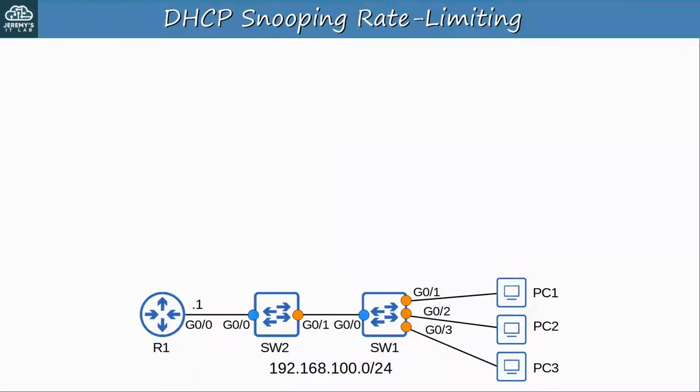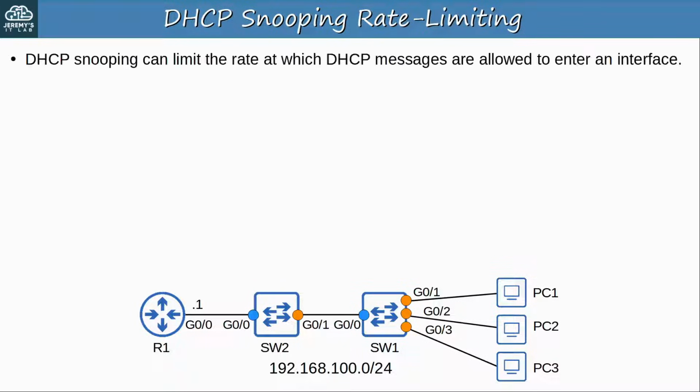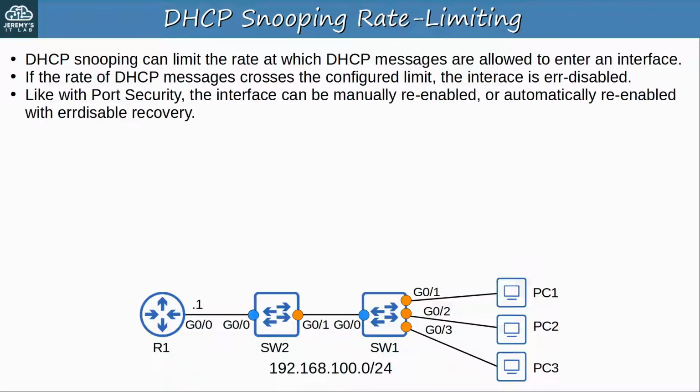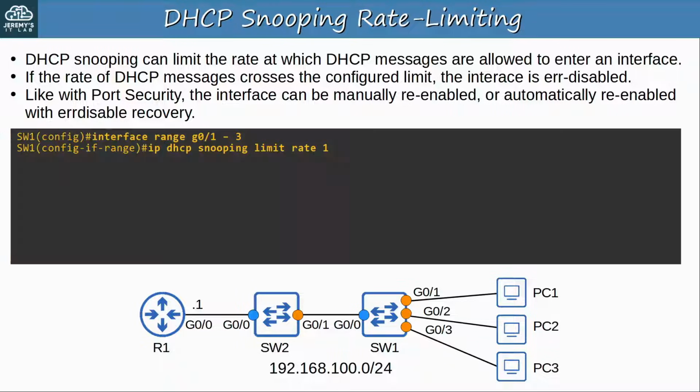Okay, next up, another function of DHCP snooping, that is, rate limiting. DHCP snooping can limit the rate at which DHCP messages are allowed to enter an interface. If the rate of DHCP messages crosses the configured limit, the interface is error disabled. Then, similar to port security, the interface can be manually re-enabled with shutdown and then no shutdown, or automatically re-enabled with error disable recovery. Here's how to configure DHCP rate limiting.